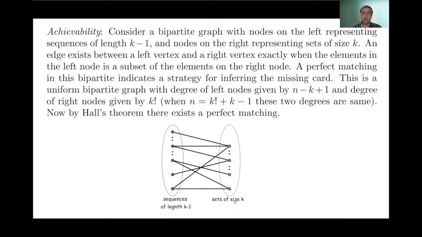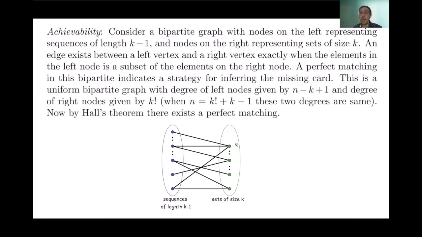Now let us find the degrees of nodes in this graph. If you have a node on the left-hand side, it is connected to n minus k plus 1 nodes on the right-hand side. So the degree of nodes on the left-hand side is n minus k plus 1. Why? Because k minus 1 elements are fixed, and one more element is needed to make a set of size k. And that element has n minus k plus 1 possibilities.